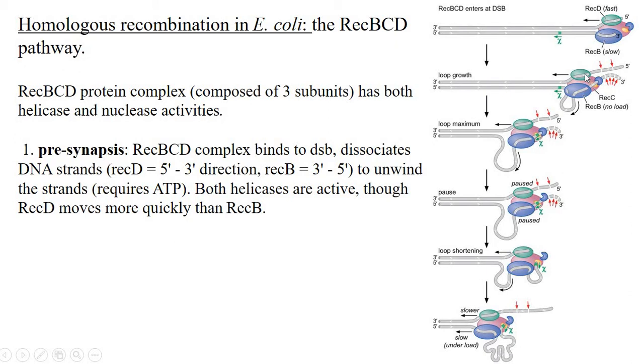The Rec-D is a faster helicase, so it moves along faster. And Rec-B is slower. It moves slowly on this 3 to 5 strand. However, the activity of Rec-C, the nuclease, is also a bit different for both these strands. It makes fewer cuts on the 5 prime end, but more cuts on the 3 prime end. So as you can see from these arrows, there are 2 cuts here, but 4 cuts here. Since it moves slowly, it makes more. Moves faster, so it probably doesn't need that many cuts.